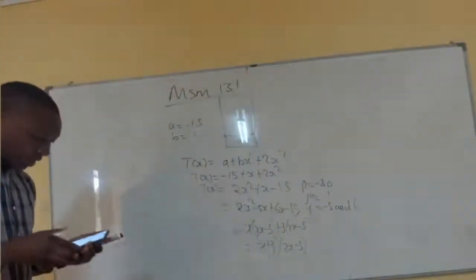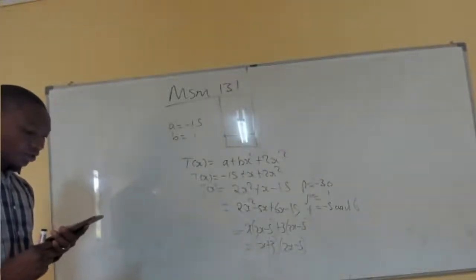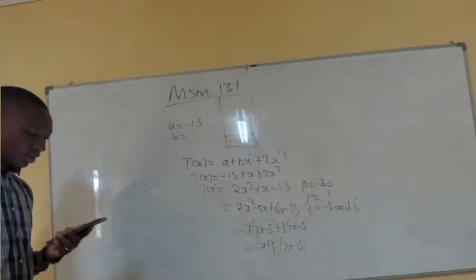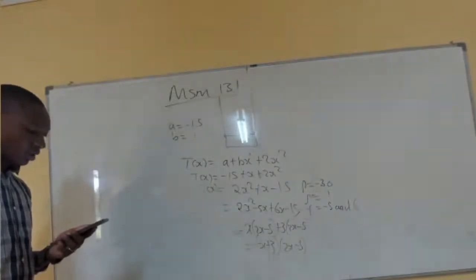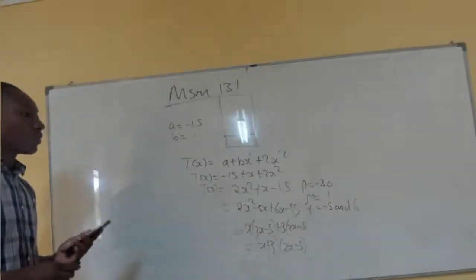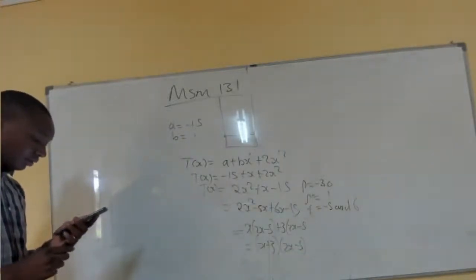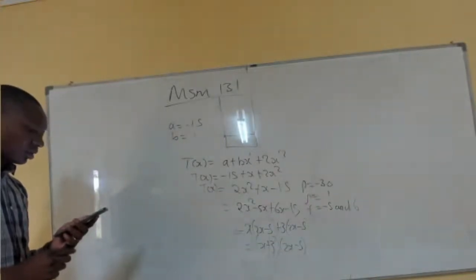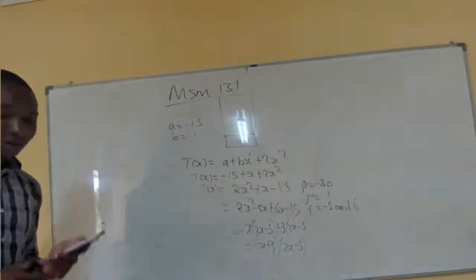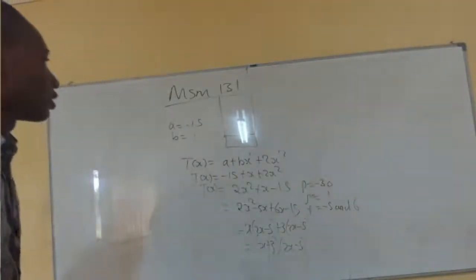That's us factorizing. The next question is saying, solve the equation T(x) is equal to 0. So, okay, it says hence sketch the graph of T. Hence sketch the graph of T.